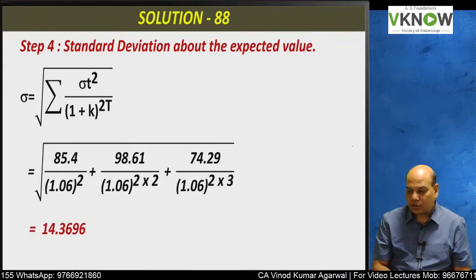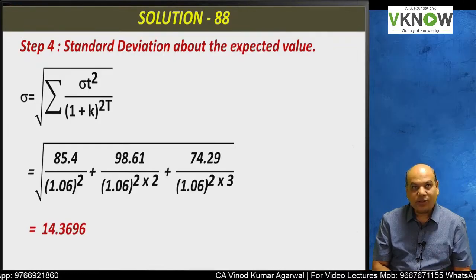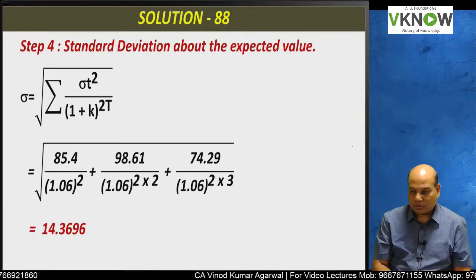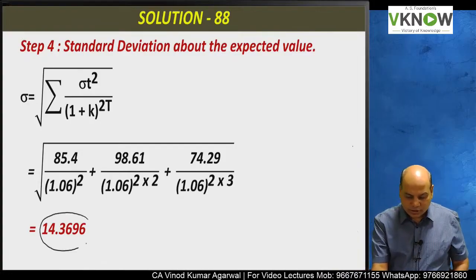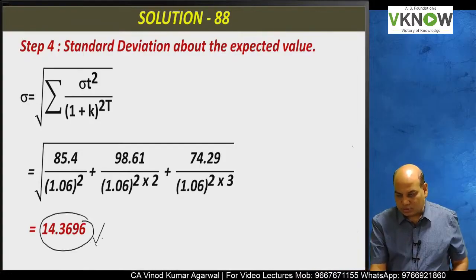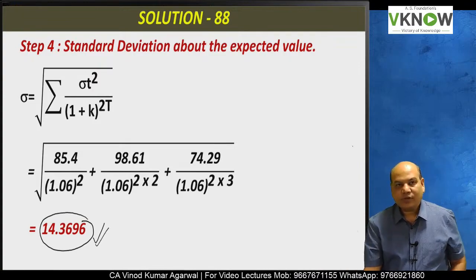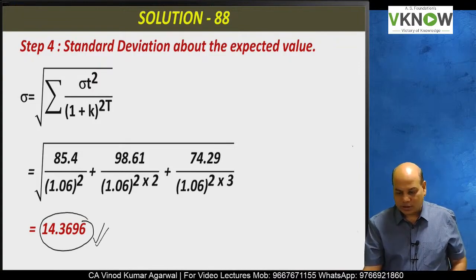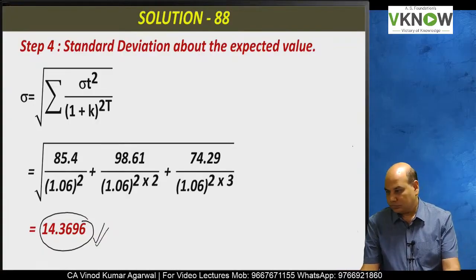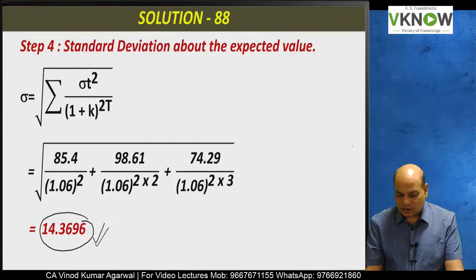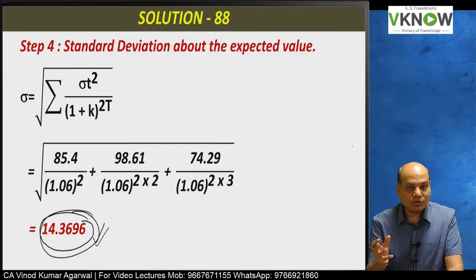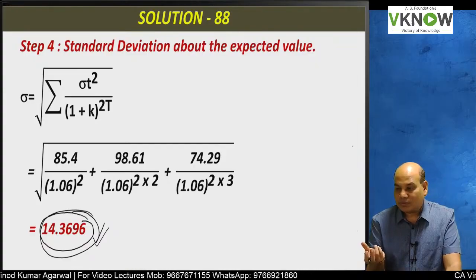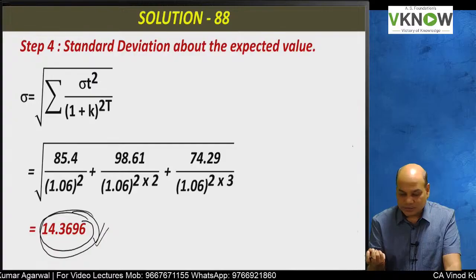The correct answer is 14.3696. So we got both the answers. If you are not getting it, then you have to check your calculation again and you will get this answer finally. Don't worry. If you can't calculate such basic numbers correctly, that is where you lose marks in the exam. You can't make such mistakes.